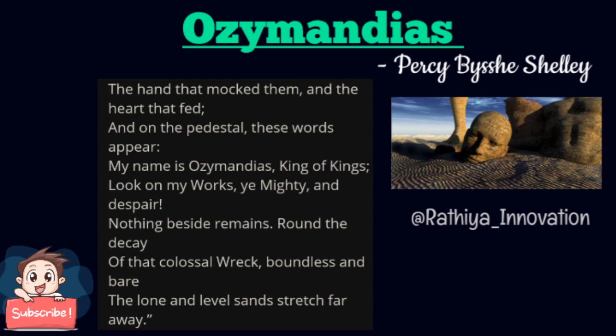And the final line of this poem: the lone and level sands stretch far away. So in this line we get the meaning that the statue is in a lone state, and as far as the eye can see, there is nothing but the statue remaining in the desert. That's how the author ends this poem.